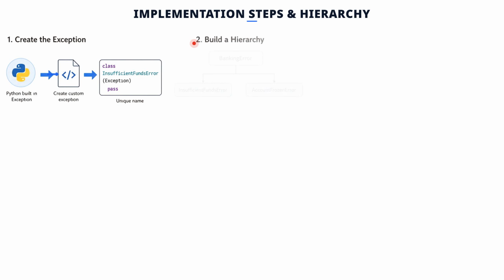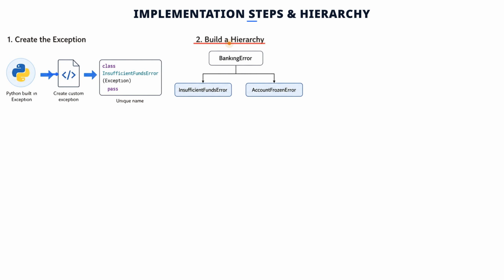The second step is building a hierarchy. This involves grouping related exceptions under a common base class. For example, we can create a BankingError to serve as a parent class. Then specific errors like InsufficientFundsError and AccountFrozenError inherit directly from that parent class. This smart structure allows developers to do 2 things. They can catch all banking-related problems at once, or they can target one very specific issue.